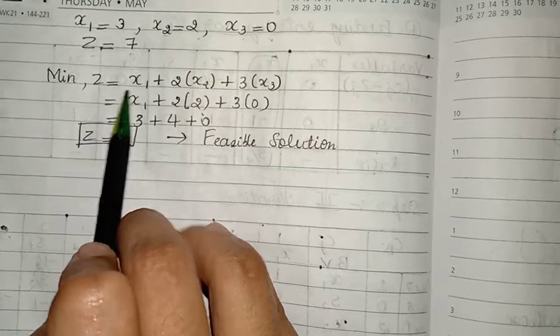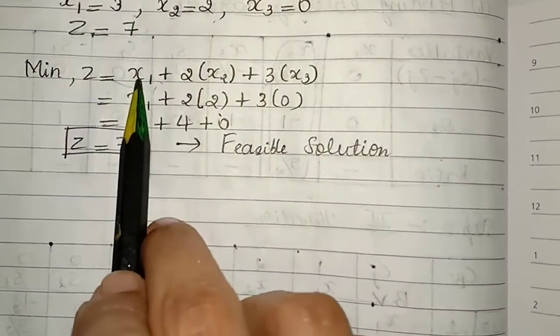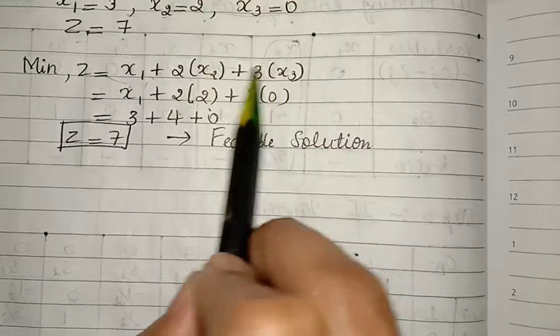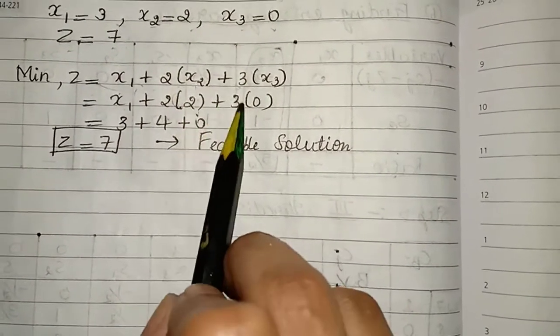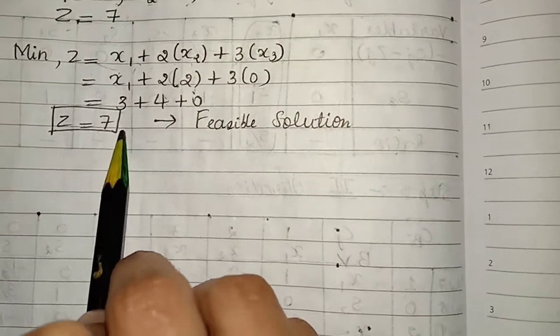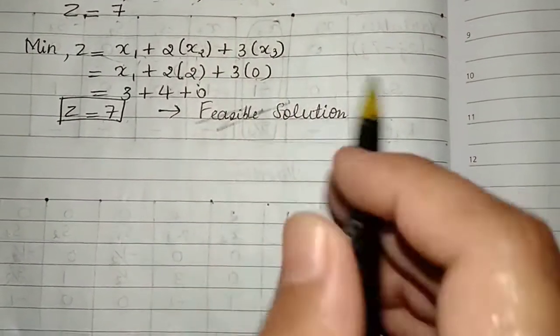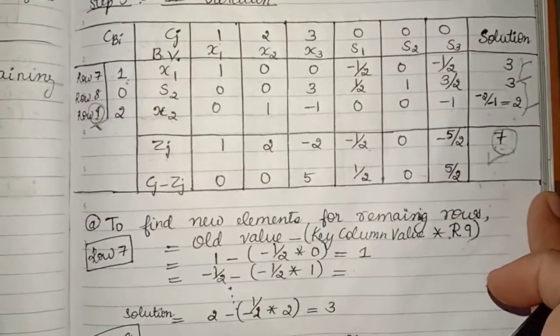So here minimum z equal to, just substitute those values in the objective function, that is x1 plus 2x2 plus 3x3. x1 is 3, plus 2 times the x2 value, which is 2, then the x3 value is 0. So 3 plus 4 plus 0, you get z equal to 7. So this is the feasible solution. So by this you get to know whether your answer is correct or not.